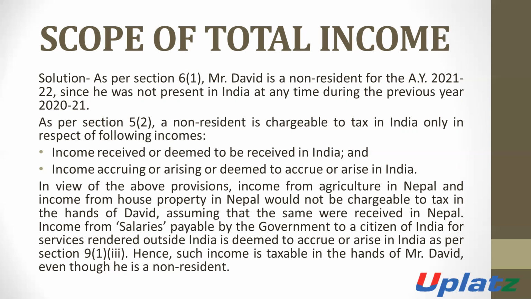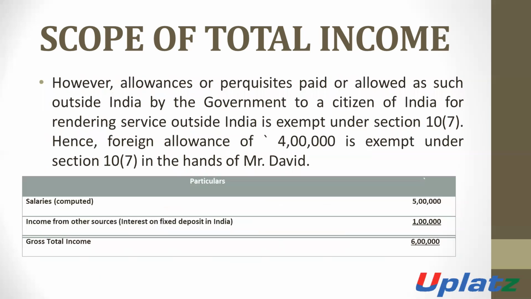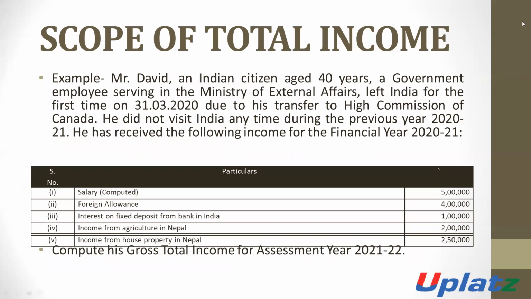It will be taxable in India even if he is a non-resident of India. So such 5 lakh rupees will be taxable in India. And the foreign allowance will be exempted as per section 10 subsection 7. Interest on fixed deposit, if such income accrues and arises in India, will be taxable in India.